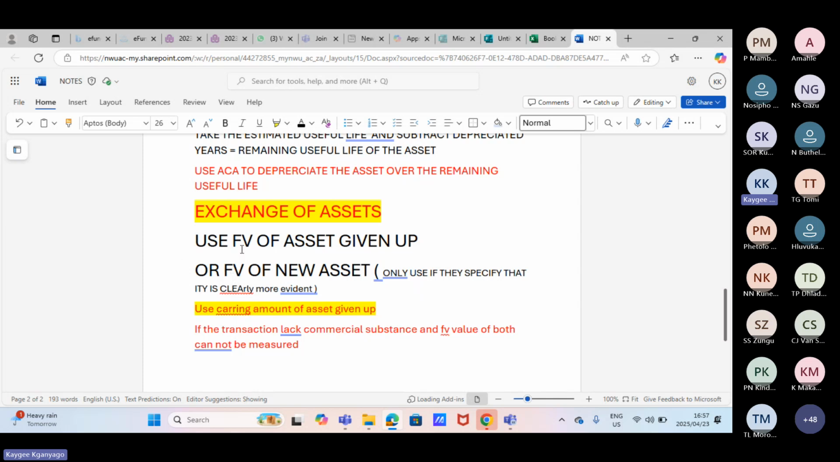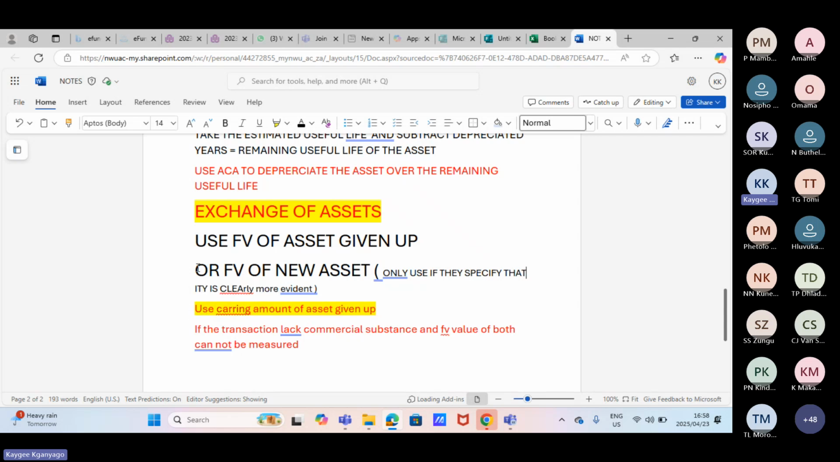If they give you fair value of the asset given up and they also give you the fair value of the new asset, they also give you the carrying amount of the asset given up, you must check. Okay, we can continue, ne? Like I said, they can give you the carrying amount of the asset given up, they can give you fair value of the new asset, and they can also give you the fair value of the asset given up, ne? Okay, let's talk now about the carrying amount of the asset given up.